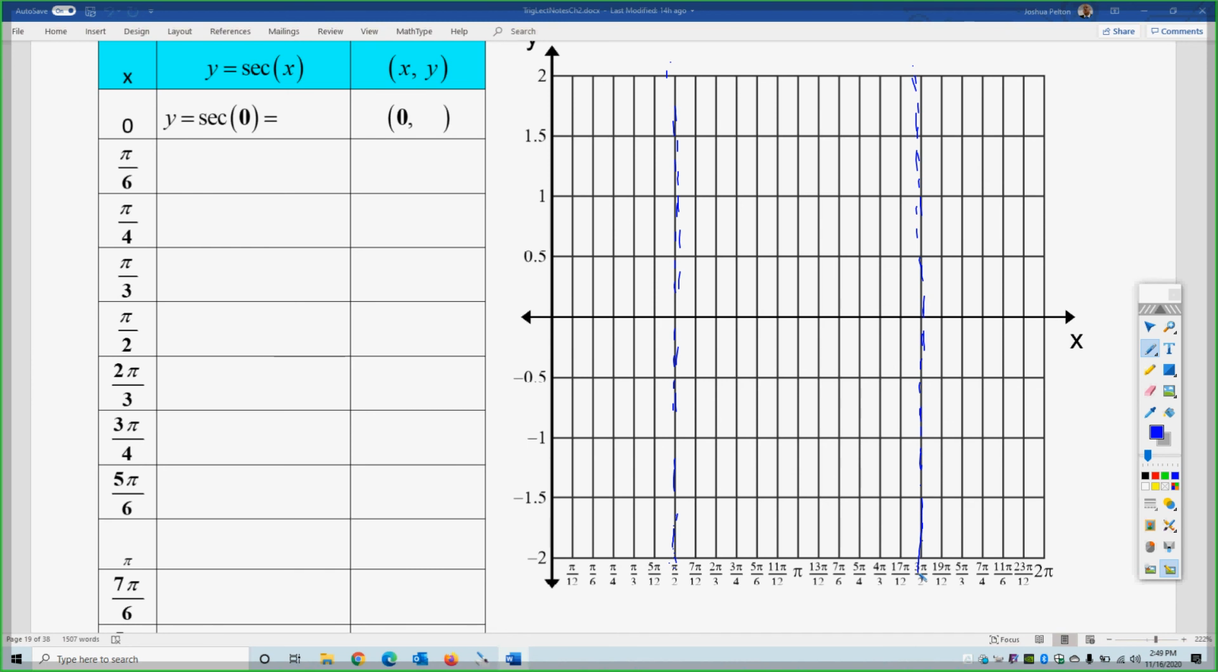Okay, so at 0, we're at 1. And at pi over 6, we're at 2 over root 3, so we should do these again. So 2 over root 3 and 2 over root 2. Those are approximately 1.41, right? And that was 1.15. So at pi over 6, we're at 1.15. And at pi over 3, we are 1.41. And at pi over 2, we are undefined. So we're just going to go up like that.